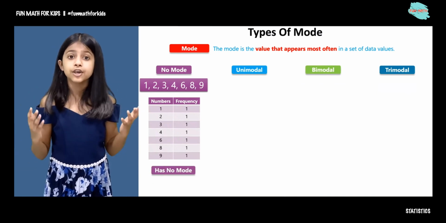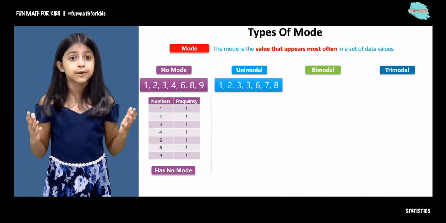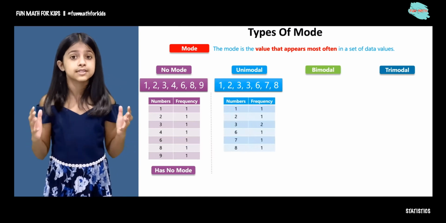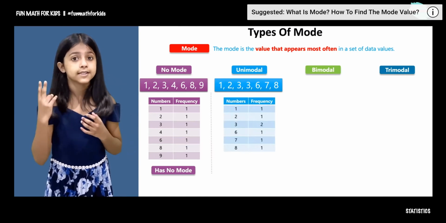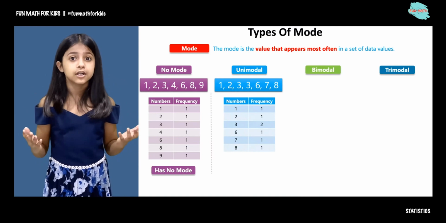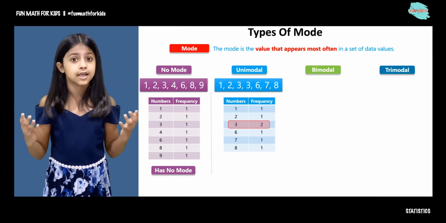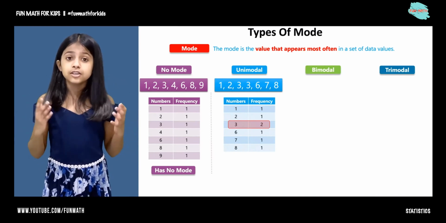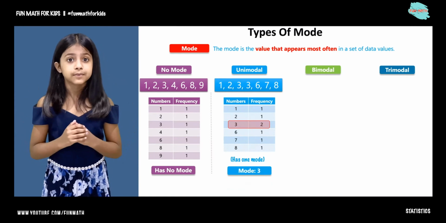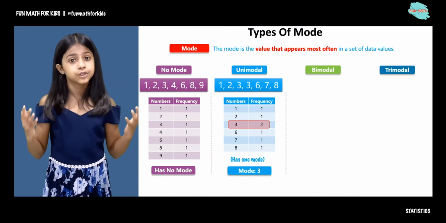Now let's move on and talk about unimodal. Here we have a data set. In the data set, we have numbers 1, 2, 3, 3, 6, 7, and 8. Here we have a frequency table. 3 has occurred twice, and all the other numbers have appeared only once. So what is the mode here? The mode is 3 because 3 is the value that appears most often in the data set. That is why this data set has one mode, and that is 3. Since this data set has one mode, it is called unimodal.